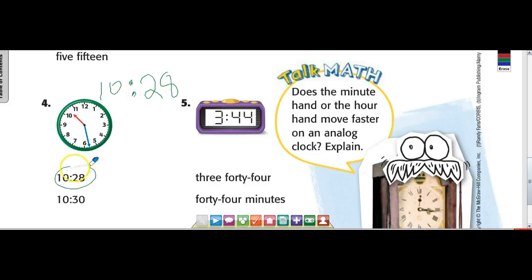And number 5, it's a digital clock, so the hour is 3 and 44. So is it just 44 minutes or 3:44? If it was just 44 minutes, it would just be a colon with 44 like this and nothing here. That would be like on a stopwatch. So the answer is actually 3:44.